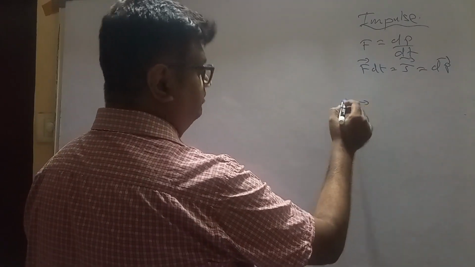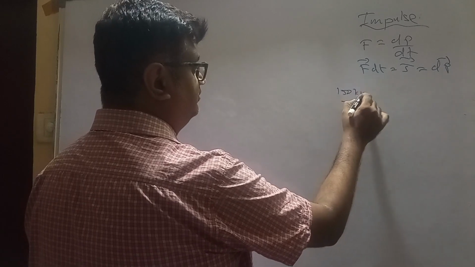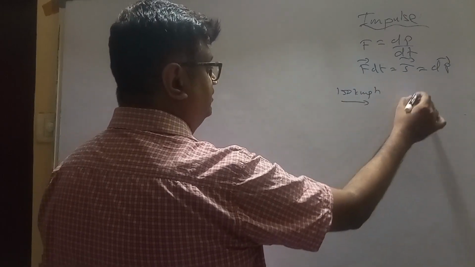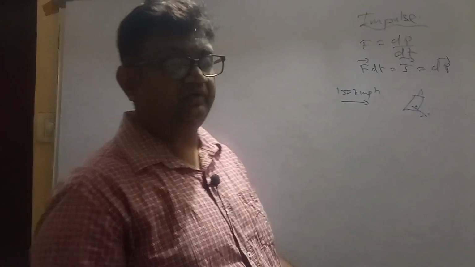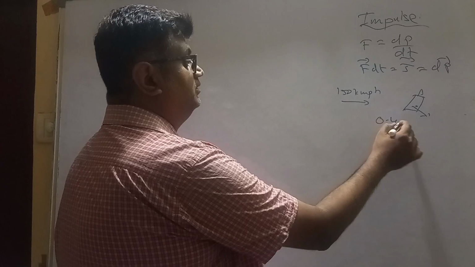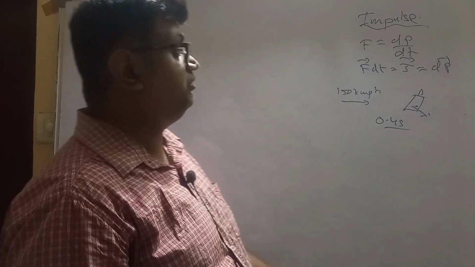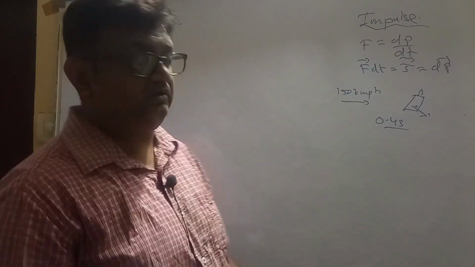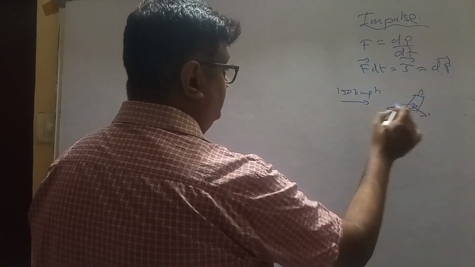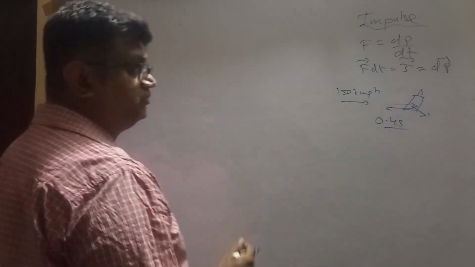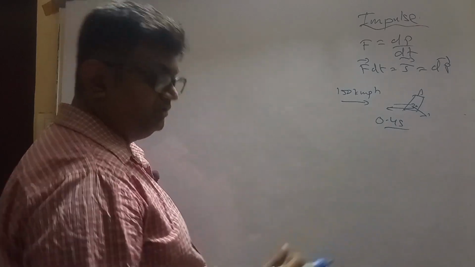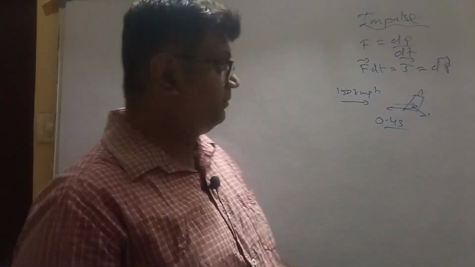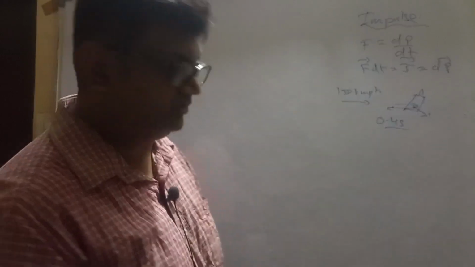Now, where exactly does this impulse type of situation come in? Let us say in a cricket field, a bowler is bowling at 150 km/h speed, and the batsman hits the ball. In reality, the batsman gets only 0.4 seconds. So a huge amount of force is imparted on the bat. The ball hits the bat and rebounds, let us say with the same speed. In that situation, impulse comes into the picture, because the operational time, delta t, 0.4 seconds, is very, very small.